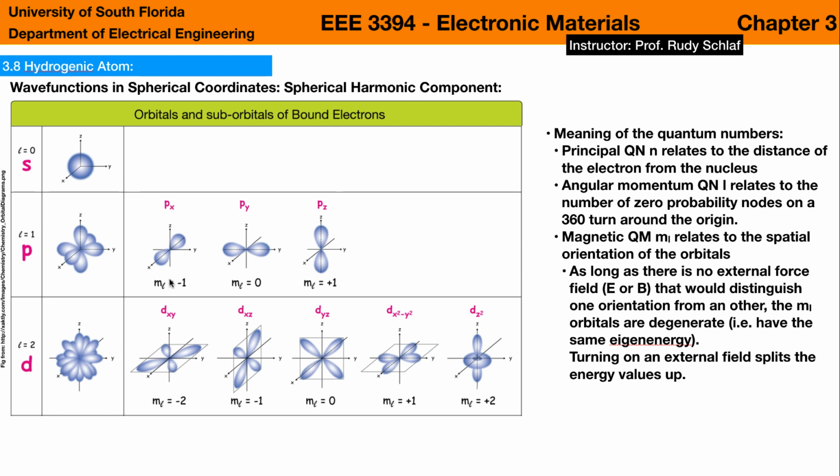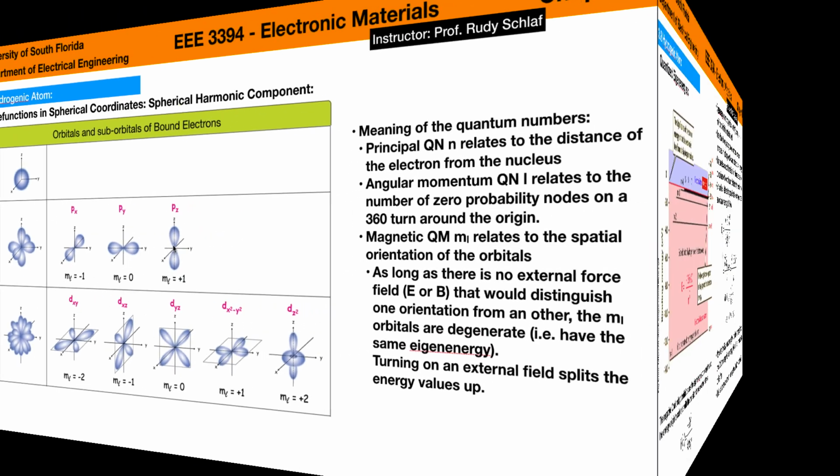The magnetic quantum number, on the other hand, corresponds to the orientation of the orbitals in space. Of course, this only has a meaning if there's an external field around the atom that gives a preference of one direction over another. If that's not the case, then these three orientations are, of course, completely equivalent, and the associated energy values would be degenerate.